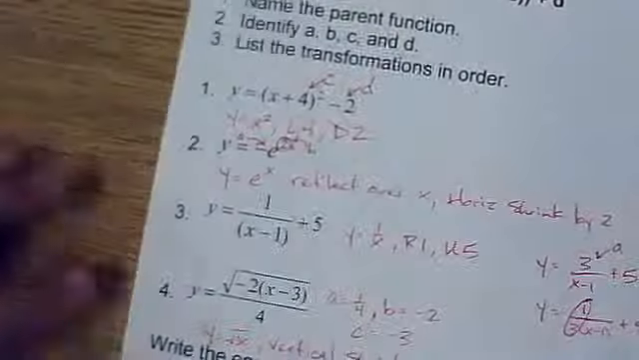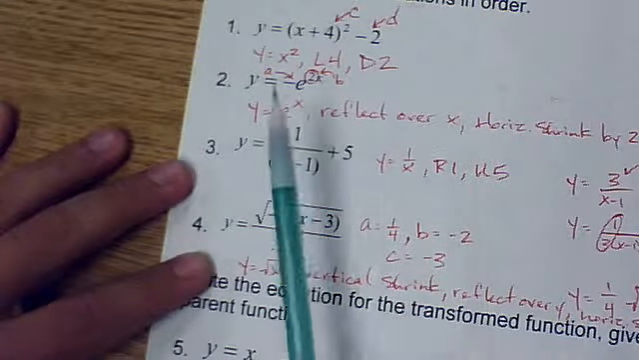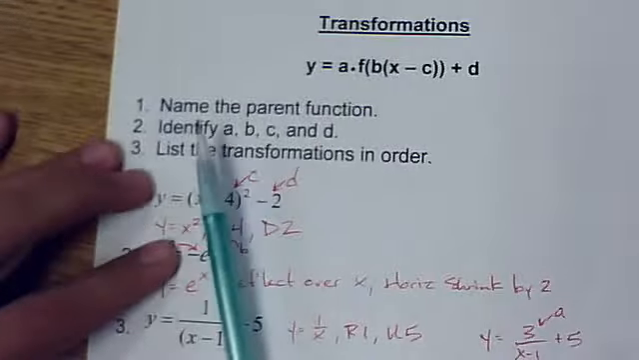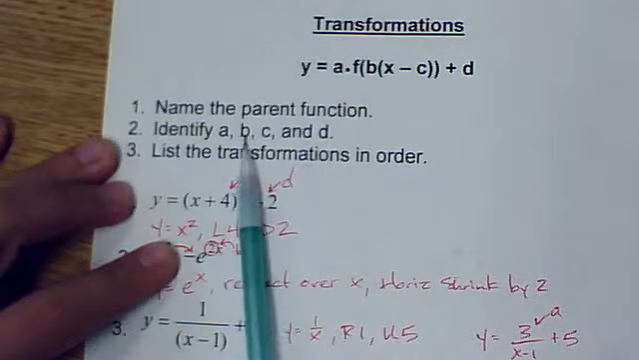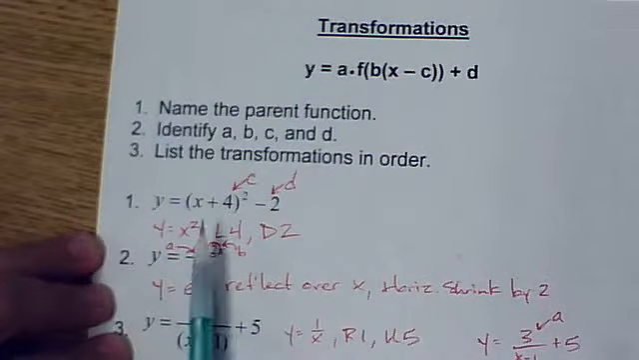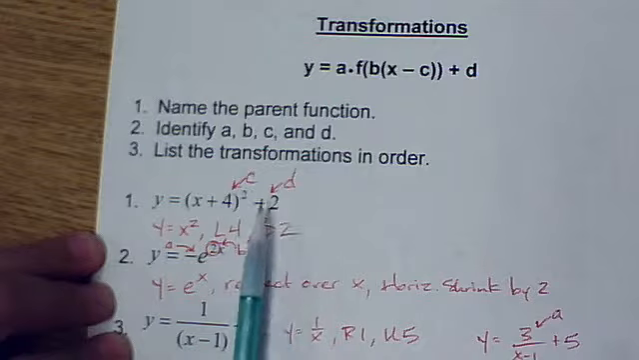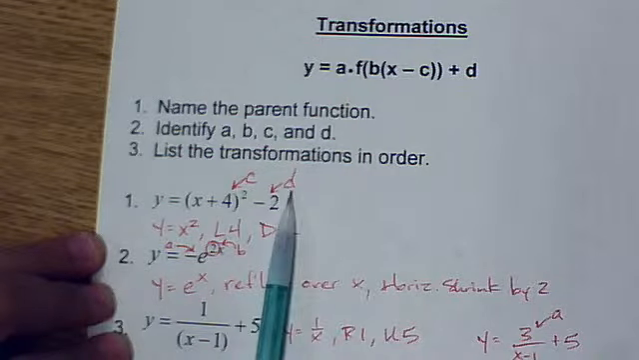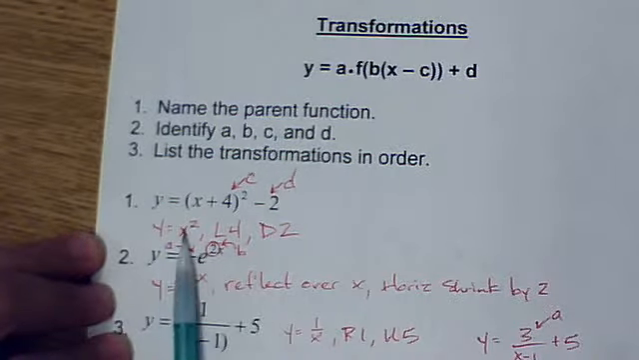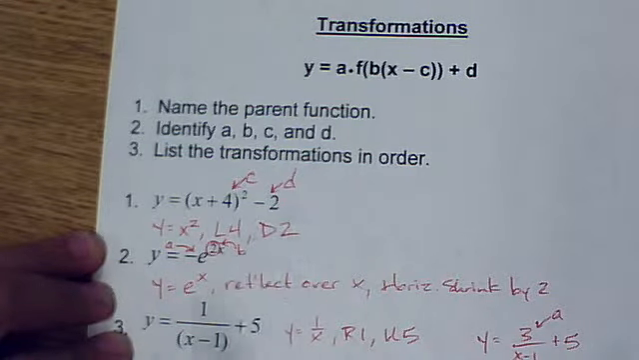Okay? And then on the back, I went through a few examples here. We named the parent function, then we identified A, B, C, and D, and then we list the transformations in order. So here we added 4 on the inside, so that's a C. We subtracted 2 on the outside, so that's a D, and your parent function is x squared. So we move it left 4 and down 2.